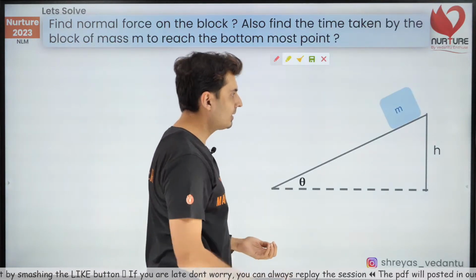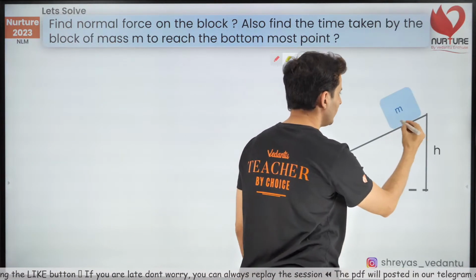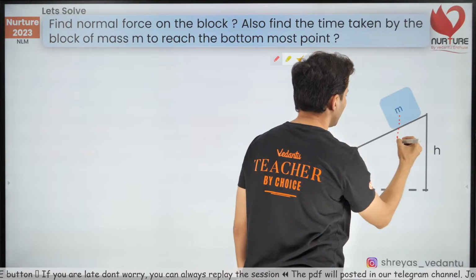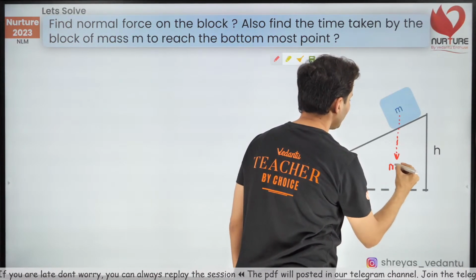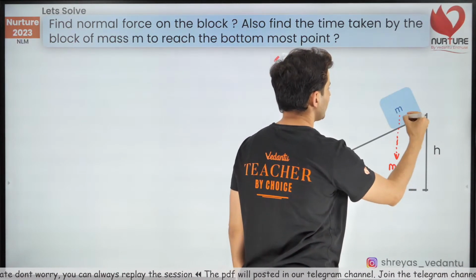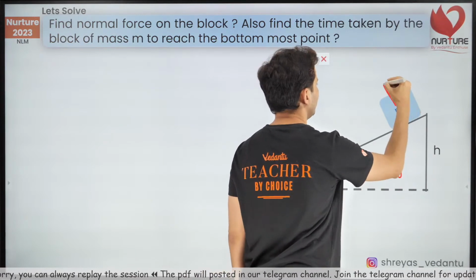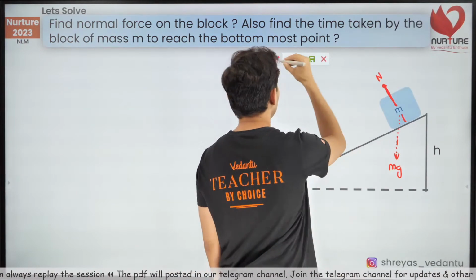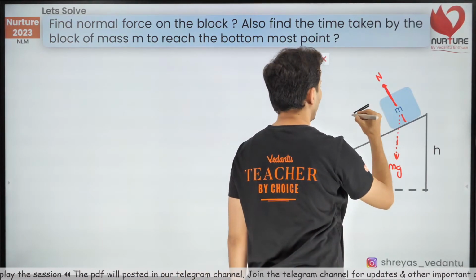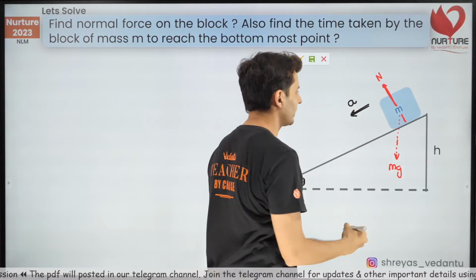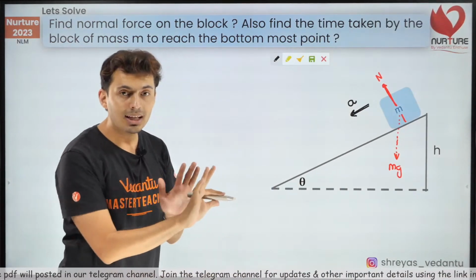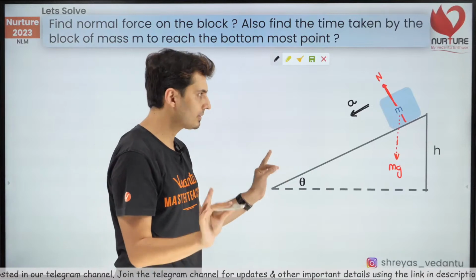So, let's start with the free body diagram. What are the forces? Again, there will be mg down. There will be a normal force like this. And eventually, this is going to accelerate, so the acceleration is over here. That's it. Nothing apart from that. Nothing else.